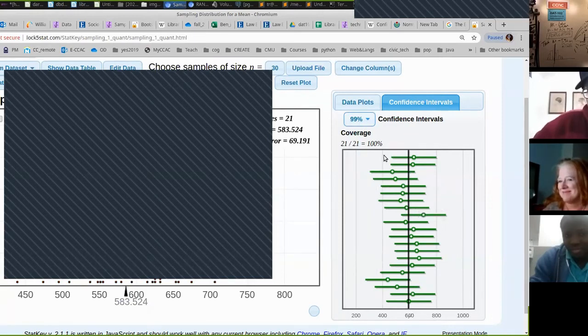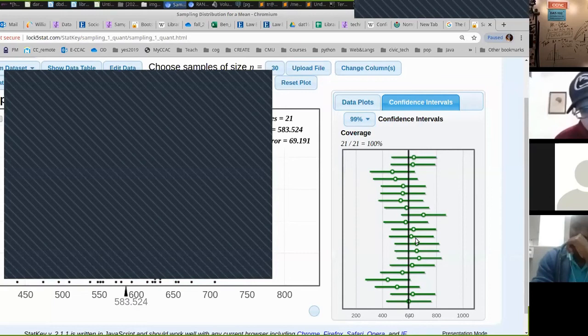They got wider. Because remember, we didn't resample. All we did was take the standard error and multiply it by a larger number of standard deviations, meaning 3. 3 standard deviations approximately captures 99% of the values. So at the 99% confidence level, 21 out of 21 of our samples of the population grabbed, or included, the true population value.